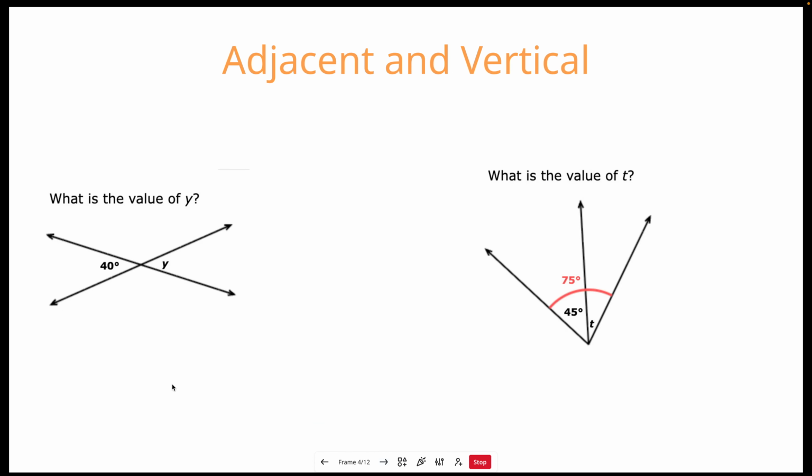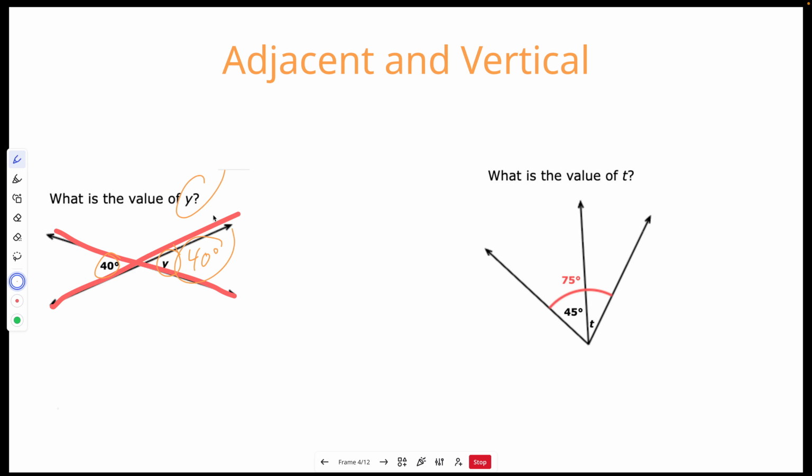Here we go. So adjacent and vertical angles. We should be able to look at this drawing on the left and say, oh yeah, I see the X here. Whenever you see an X shape in geometry, we should be thinking of vertical angles, and we know that with vertical angles, that means the opposite sides of the X are exactly equal. So if the left side is 40, that must mean this is also 40 degrees. And the problem just says find the value of Y, so our final answer is 40.